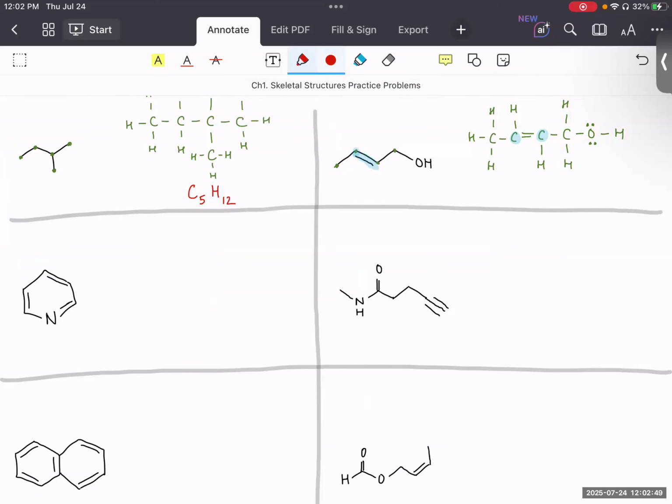And similar to the previous one, to determine the molecular formula, we just calculate the total number of carbons we have, which is 4, total number of hydrogens, which would be 8, and then the total number of oxygens, which would be 1.